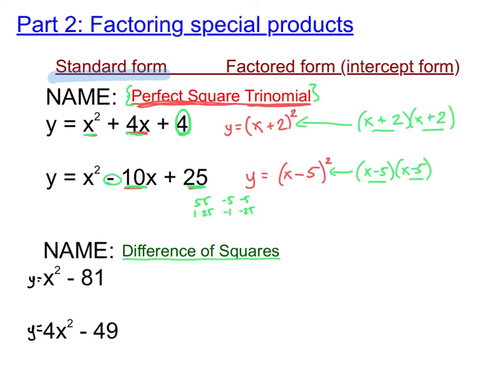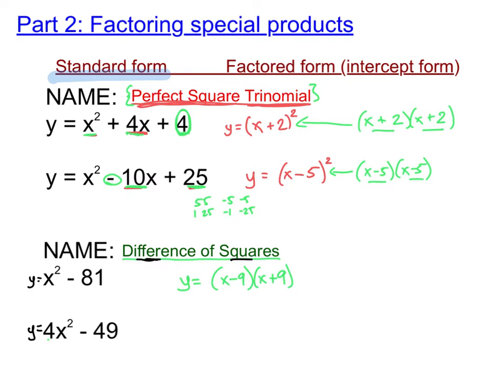Now this one is a little easier to see. Difference indicating subtraction, and squares, meaning I have to have 2 squares. So notice I have x squared is a perfect square, and 81 is a perfect square. So if I have that, that's called the difference of 2 squares, all right? And you could factor that a little easier. That could be then y is equal to x minus 9, x plus 9, all right? So you could remember that formula and that pattern.